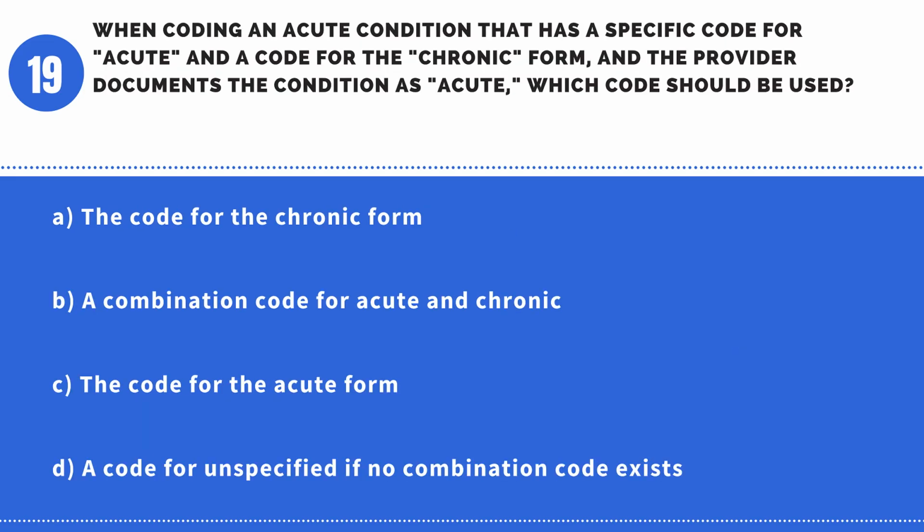Question 19. When coding an acute condition that has a specific code for acute and a code for the chronic form, and the provider documents the condition as acute, which code should be used? A. The code for the chronic form. B. A combination code for acute and chronic. C. The code for the acute form. D. A code for unspecified if no combination code exists.